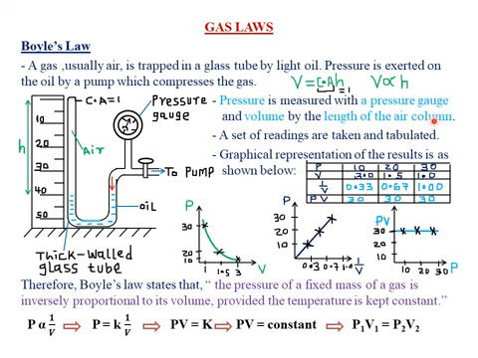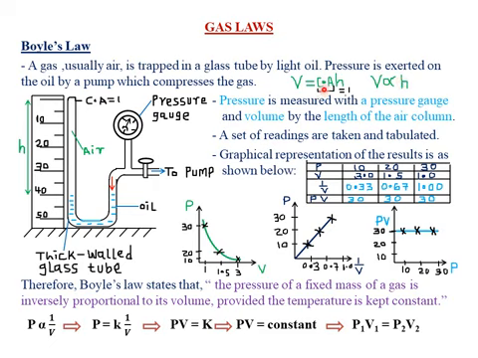It is important to note that we use a glass tube of a uniform cross-sectional area, for example, a cross-sectional area of 1. We know that volume equals cross-sectional area multiplied by height. So whenever you keep the cross-sectional area constant, the volume will be directly proportional to the height, such that if the volume increases, the height will also increase. If the volume reduces, the height of the air column is also going to reduce.